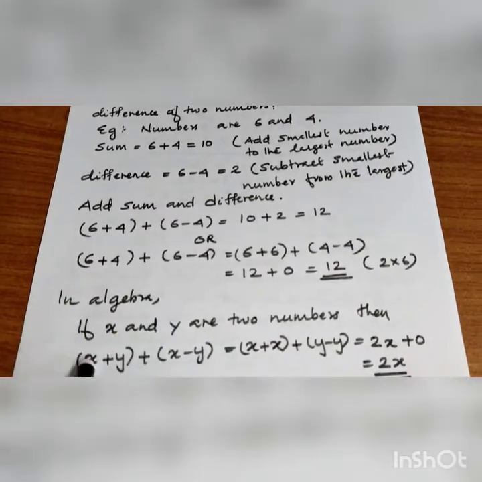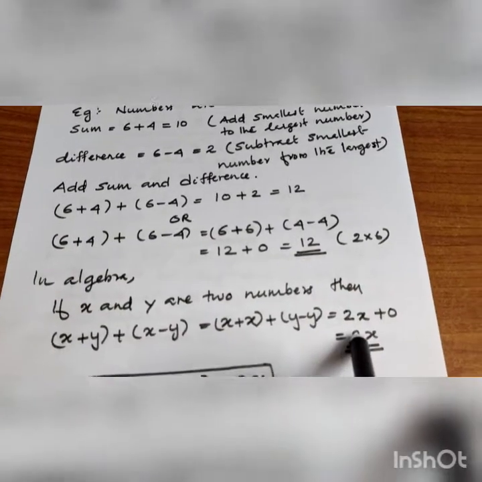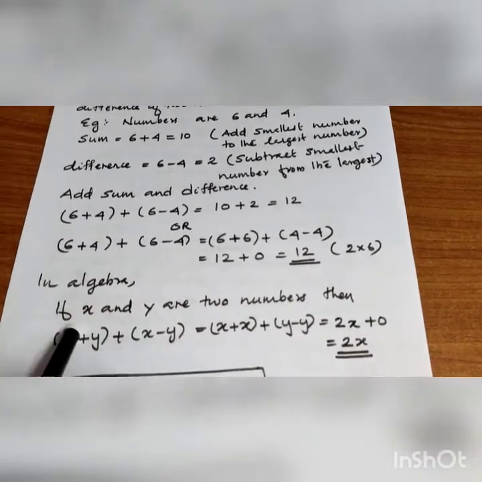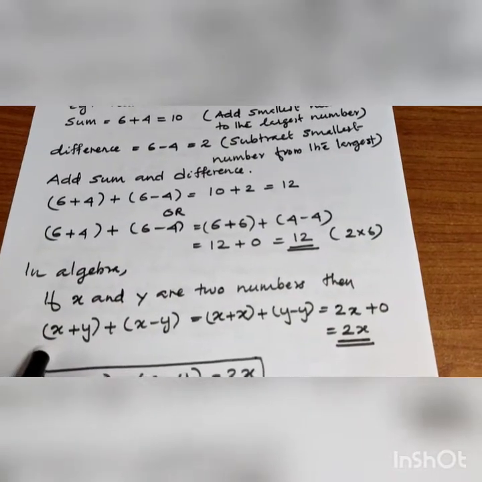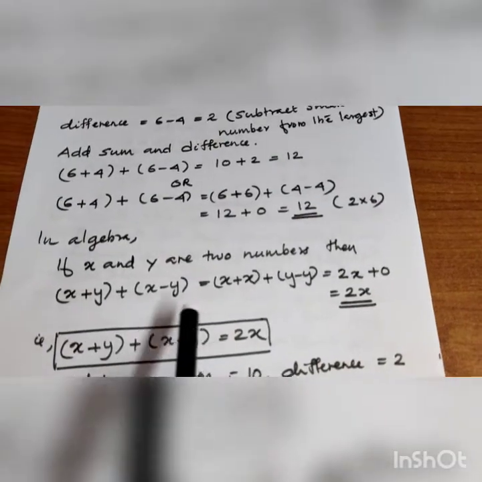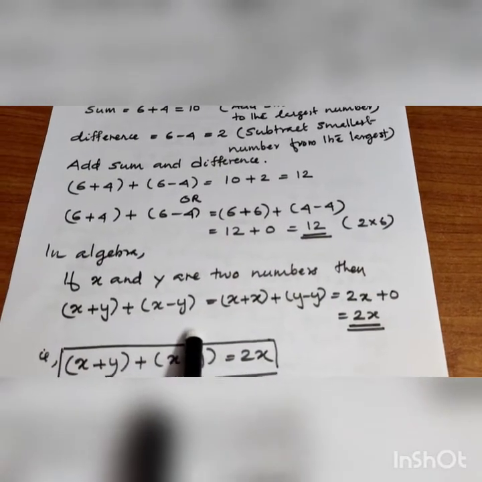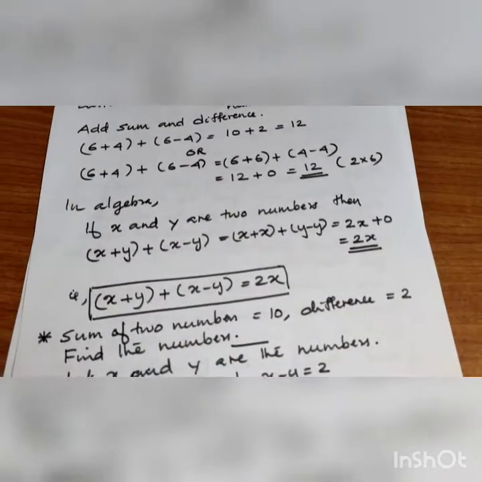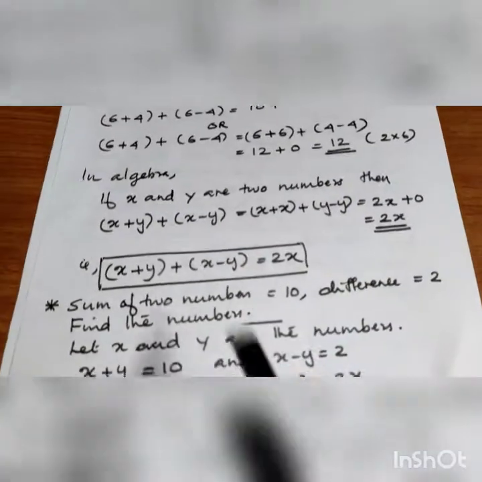And add the sum and the difference. x plus y plus x minus y is equal to 2x. That is twice the first number, or the greatest number. x plus y plus x minus y is equal to 2x. The addition of the sum and difference of two numbers is twice the largest number.